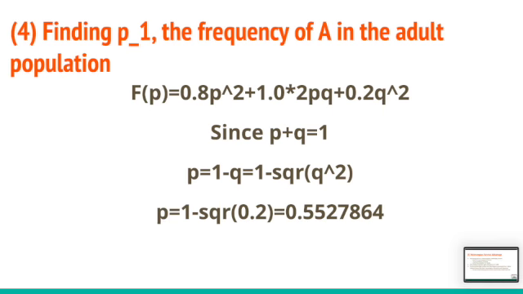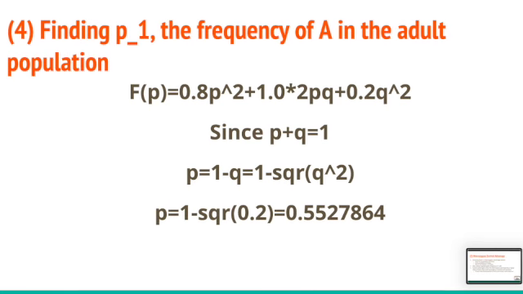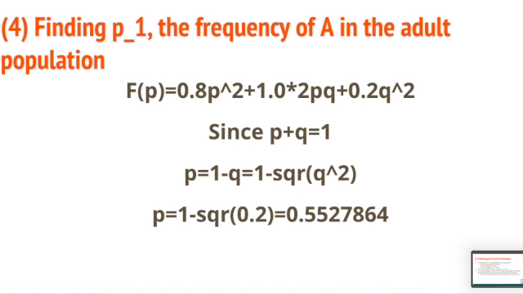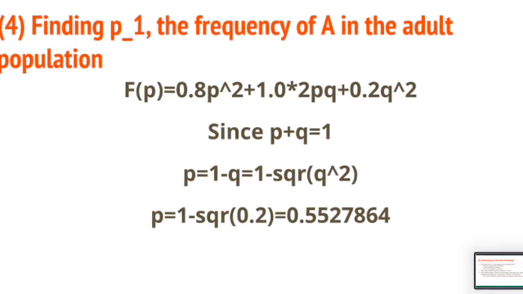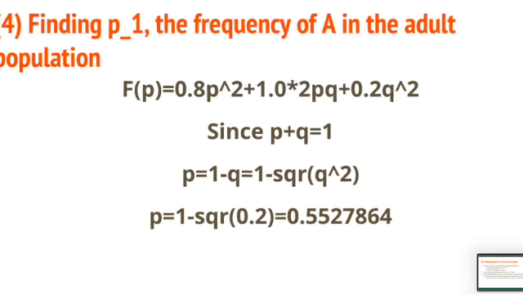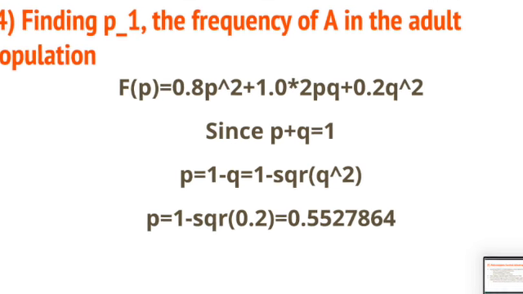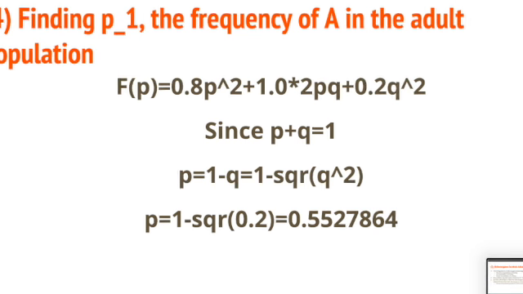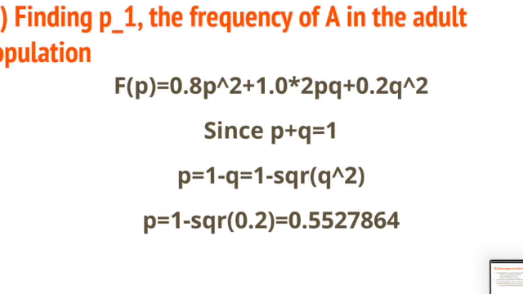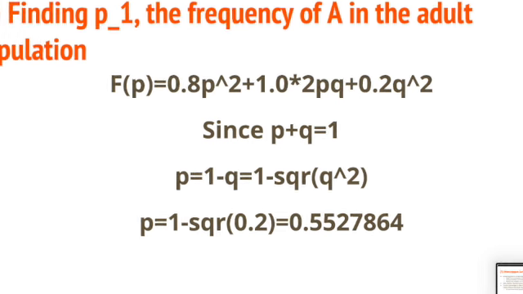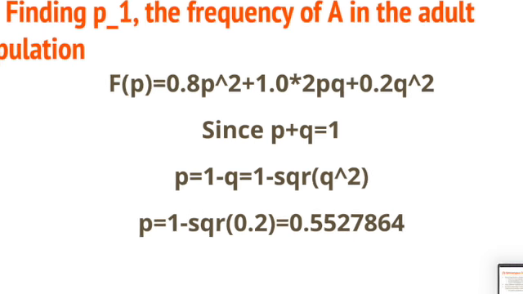Moving forward, using the equation f(p) equals 0.8 p squared plus 1 times 2pq plus 0.2 q squared, we were able to identify the frequency of the dominant allele. We are able to do this because we are given that p plus q equals 1. We can rearrange that equation so that we have p equals 1 minus q. And then using the square root of the q squared value given in the equation, we were able to plug in that number to find the frequency of the dominant allele.